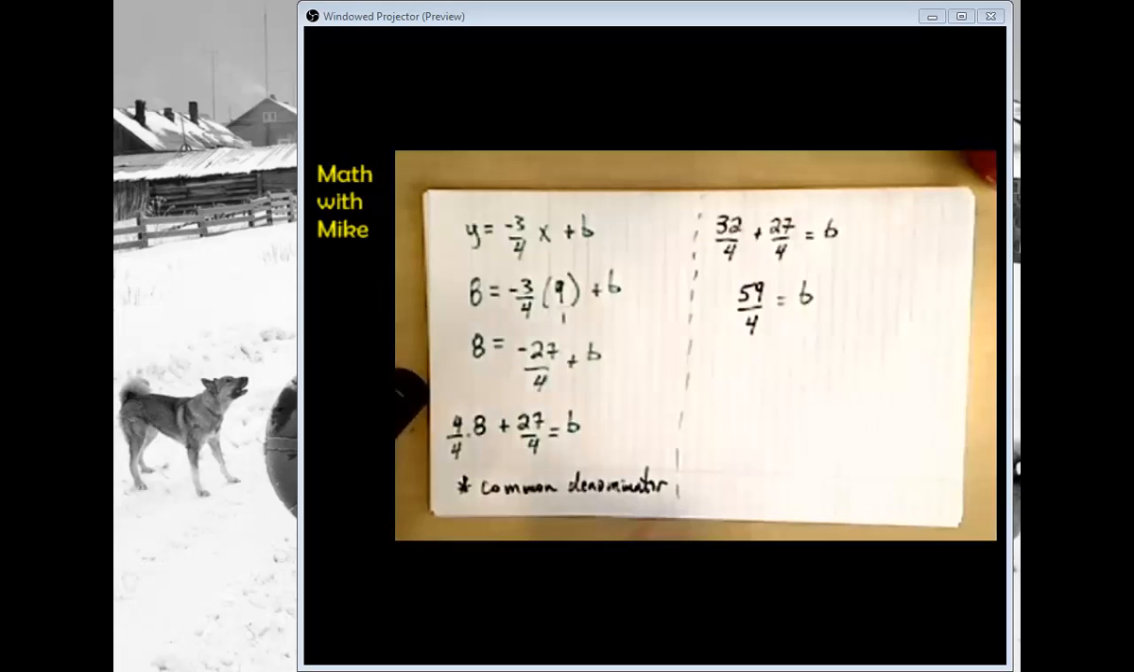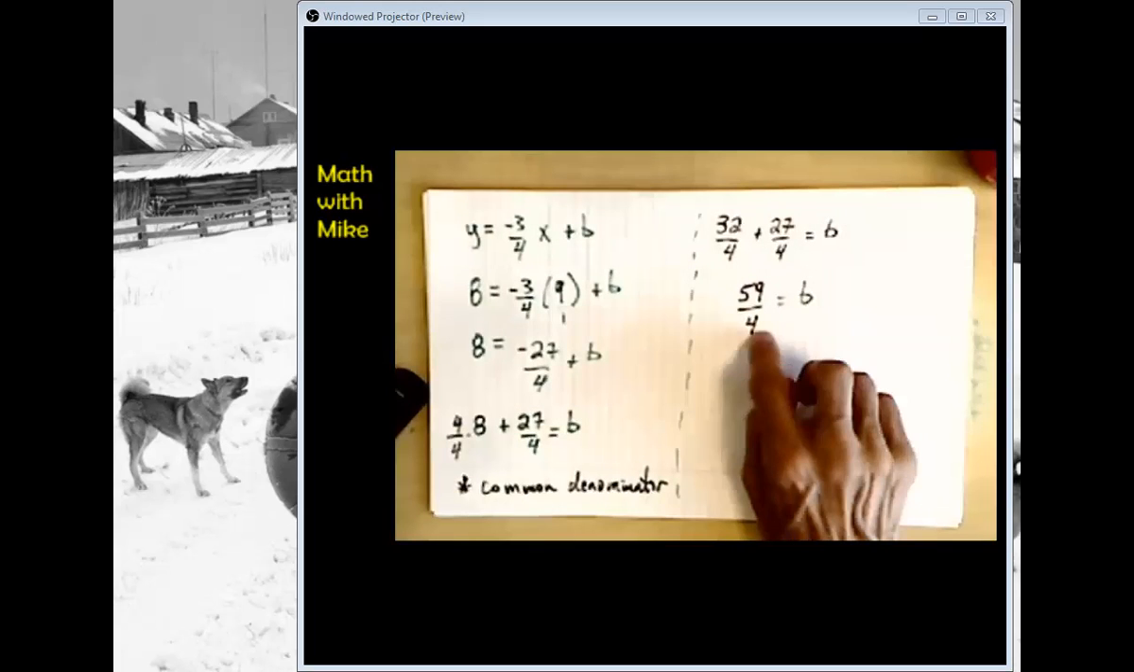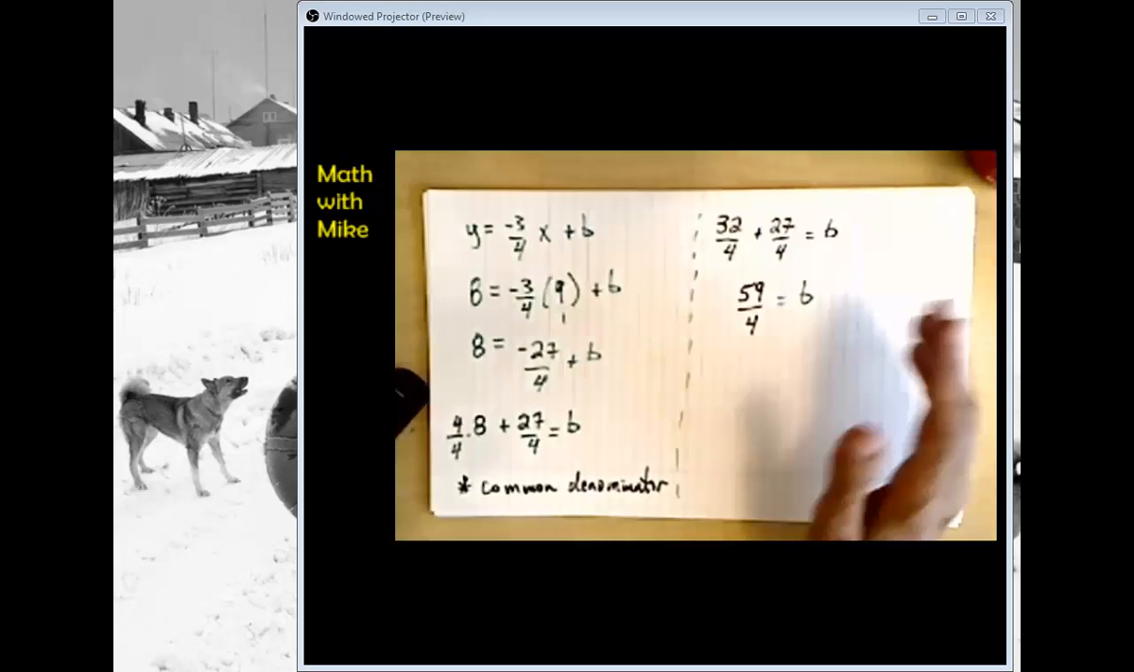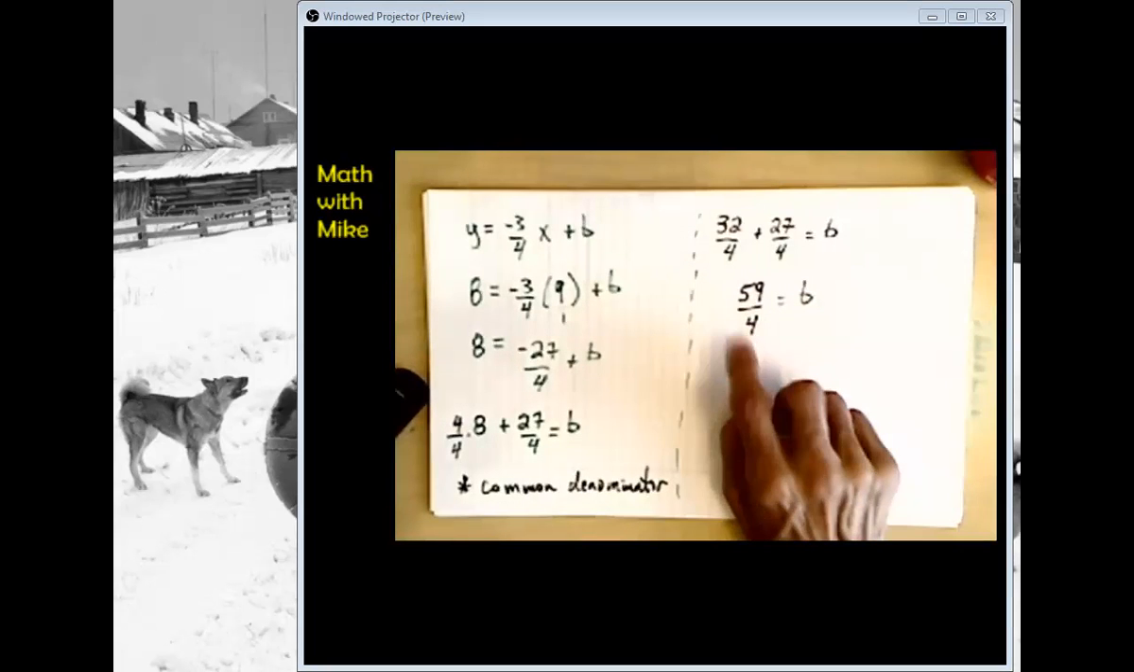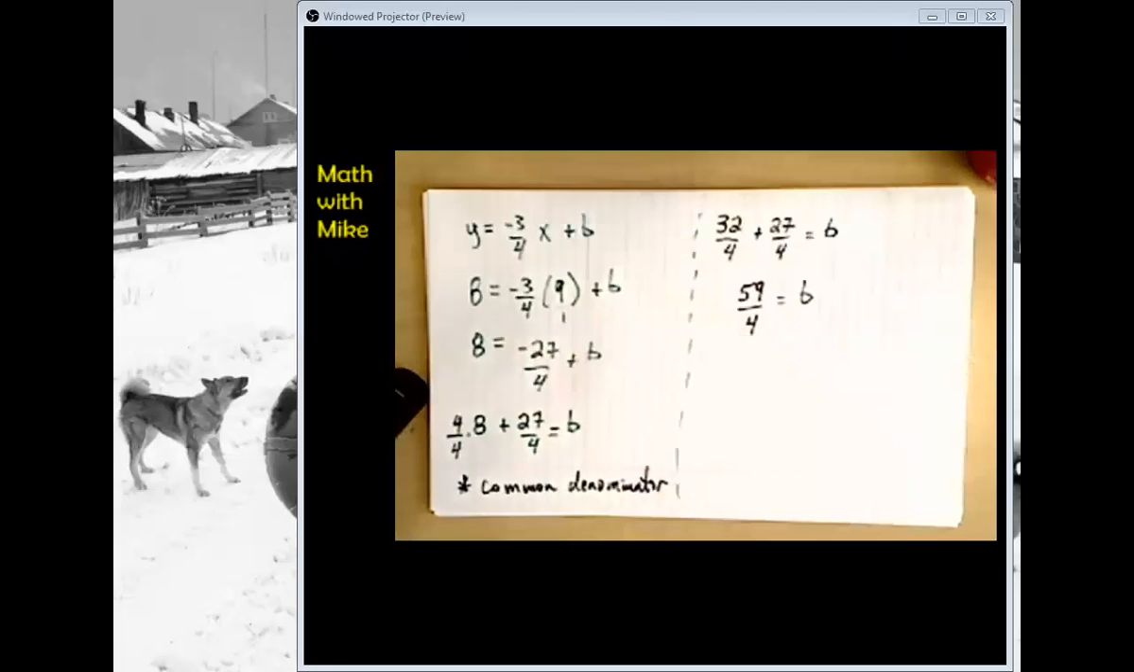And yes, as someone in class said, you could change it to a mixed number, divide it in there, and then it's like 14 and change. Okay, but I'm just going to leave it like this. So we get a final answer.